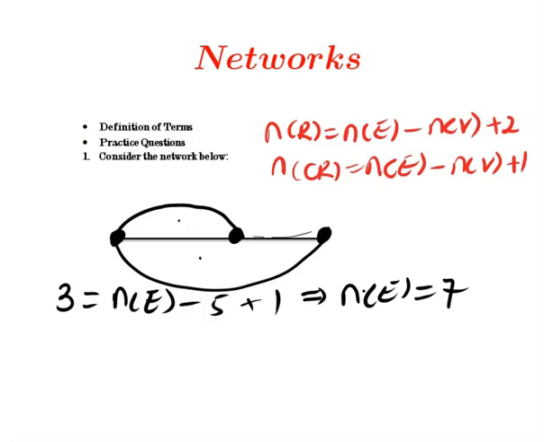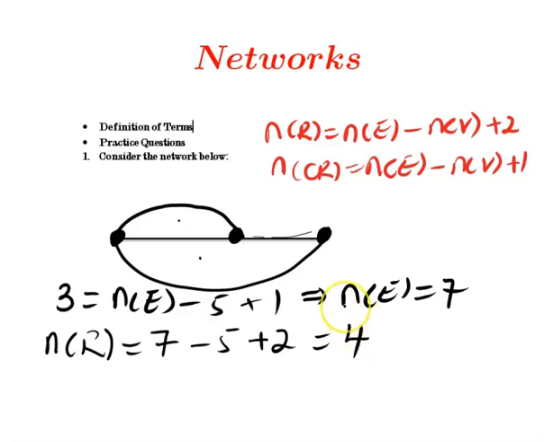And the number of regions of the network. They do not say closed. The number of regions is number of edges minus number of vertices plus 2, right? That's 7 minus 5, 2, 2 plus 2, 4. There are 4 regions.